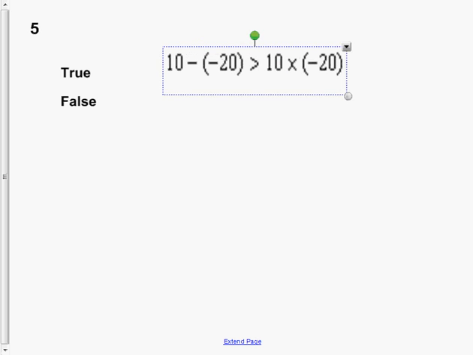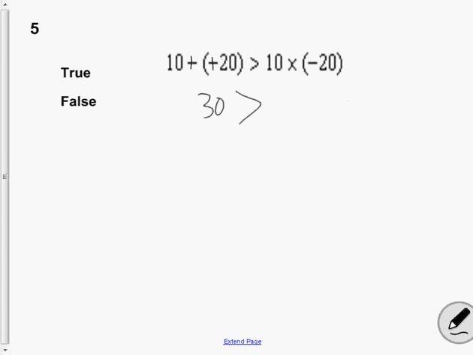The easiest way I can do this is to keep my first integer, change it to addition, and use the opposite. So I really have 10 plus 20, which is 30. And the product of 10 and negative 20 is negative 200. And is 30 greater than negative 200? Yes, it is. So your answer is true. 30 is a bigger number than negative 200.